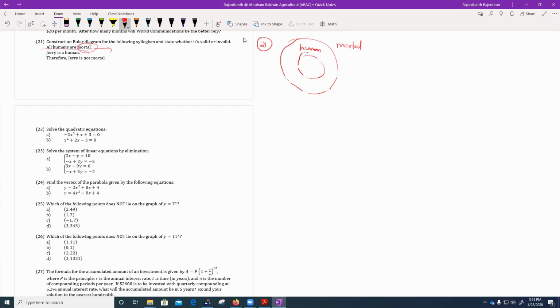The second statement says that Jerry is a human. So Jerry should come inside. Now look at the third one. Therefore, Jerry is not mortal. If Jerry is not mortal, the point is supposed to be outside of the mortal set, but my diagram contradicts that statement. Therefore, this is going to be invalid. Okay, that is invalid.